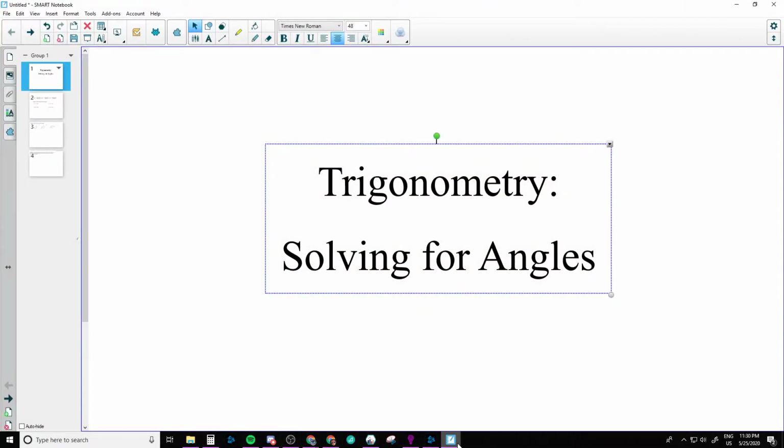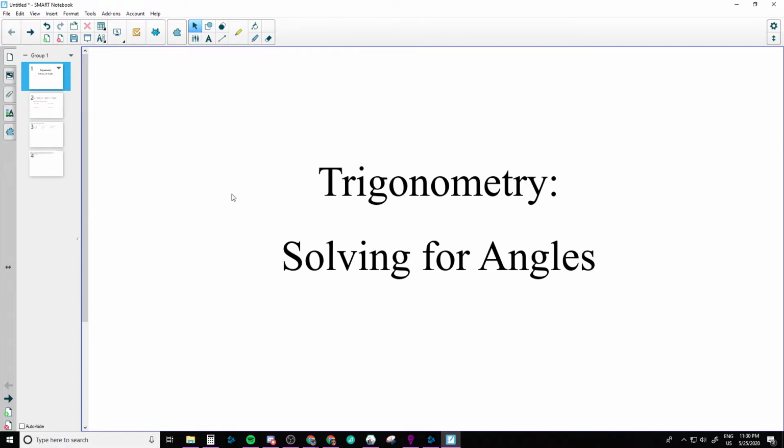Let's get into what we're learning about today, which is solving for an angle in a triangle if we have two different sides. So up until this point, we've talked about how to solve for different sides if we have an angle and a side. Now we're going to talk about how do we solve for an angle if we have two sides.